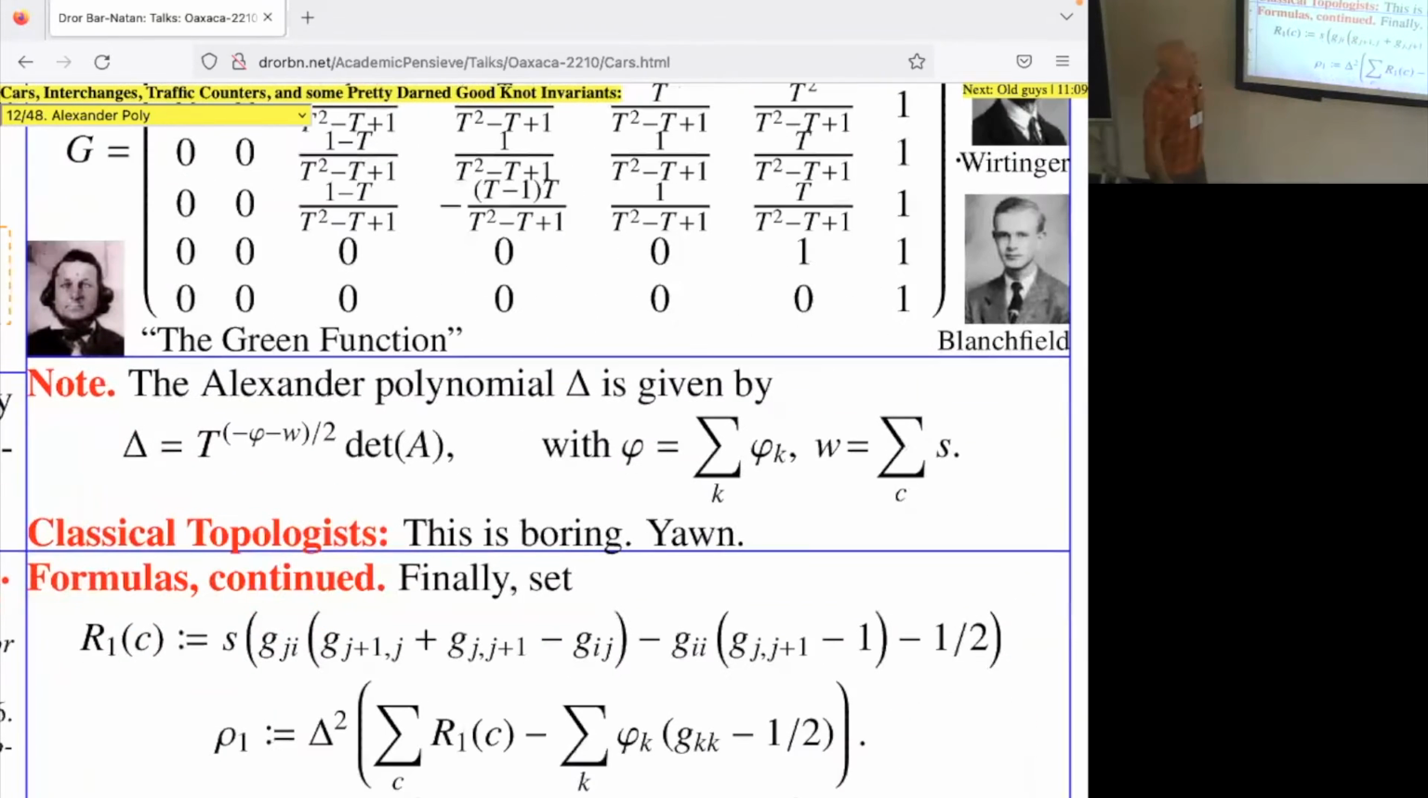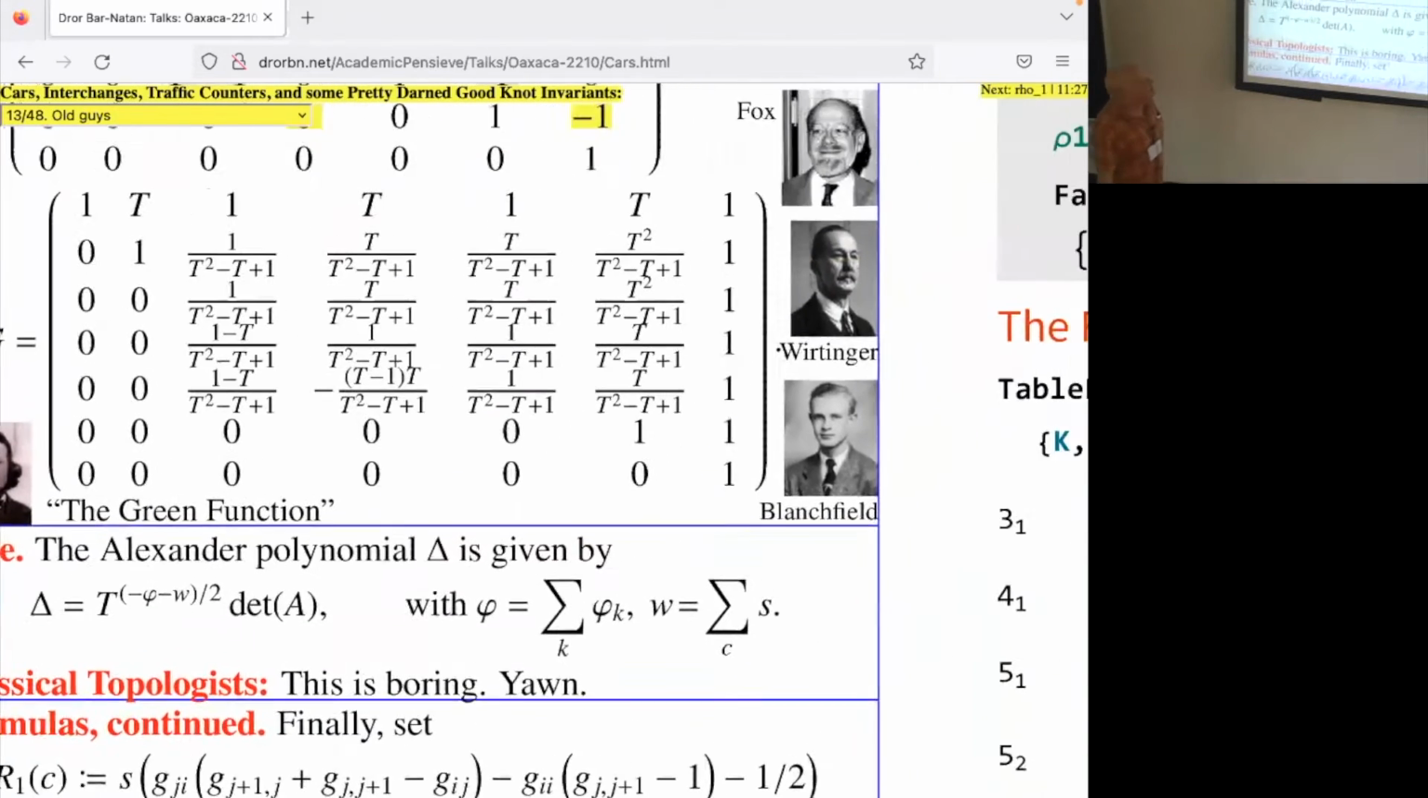And if you are a classical topologist, you should be saying, this is boring and yawn. Would anybody say this is boring and yawn for me? Thank you. Good.